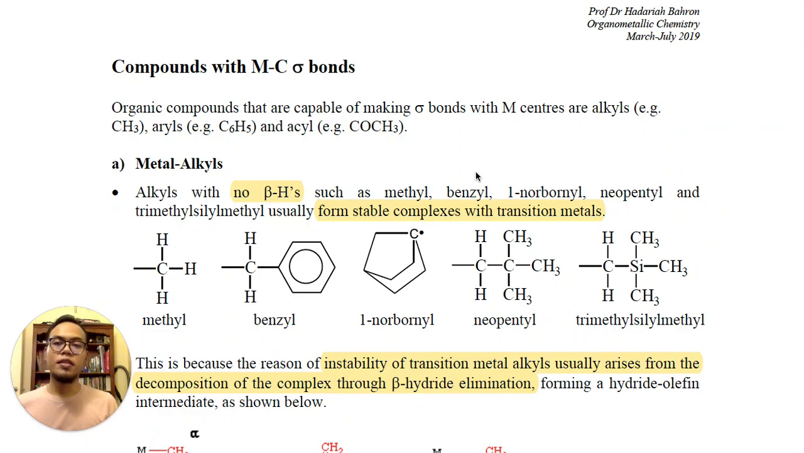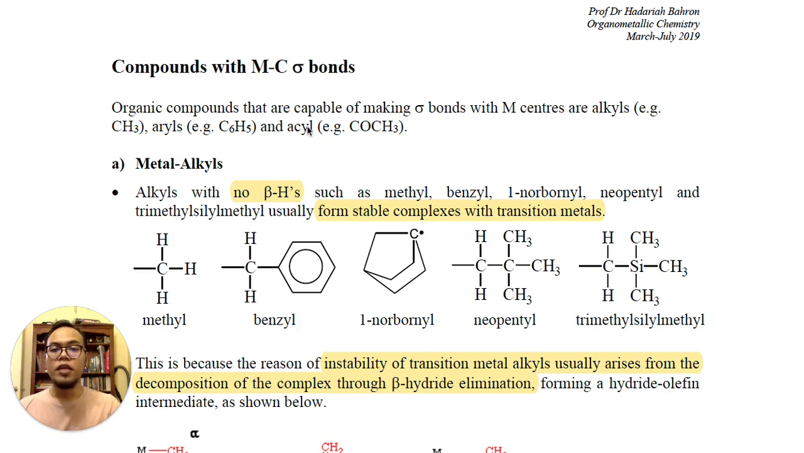Today we're going to learn compounds with metal to carbon sigma bonds. Before this, we have learned the structural characterization of organometallic compounds. Today we are going to see in detail the types of metal to carbon bonds that we can have in our complexes. It can be in the form of metal alkyls, metal aryls, and so on and so forth.